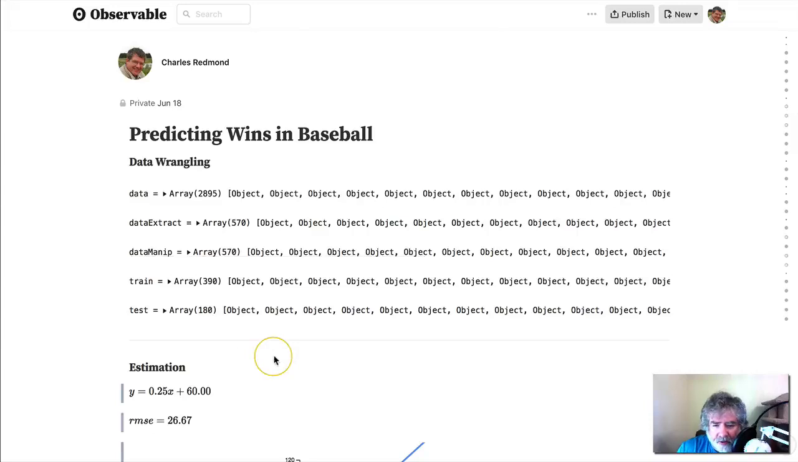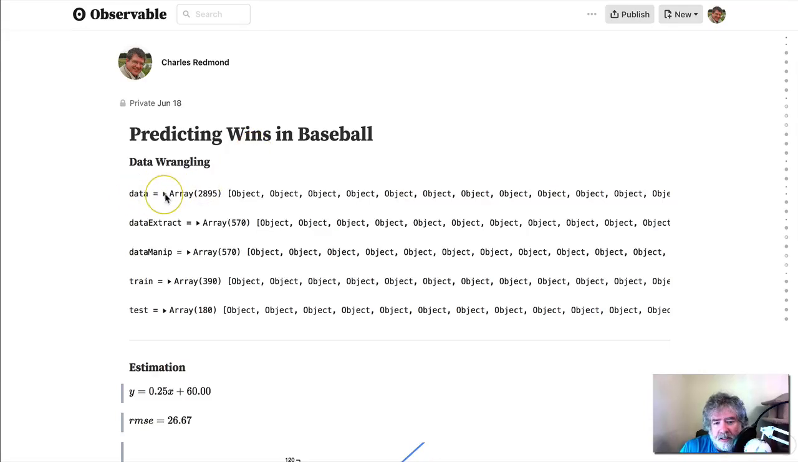So let me just quickly go through and let you know what's here. What I'm doing is trying to predict the number of wins that a team in Major League Baseball will have based on the total point spread for the season. So if you take how many runs the team scores for the whole season and subtract how many runs were scored against them, can you use that to predict how many wins they will end up with?